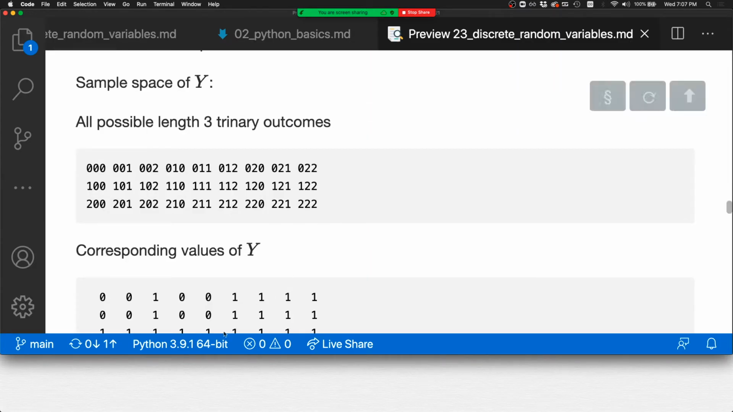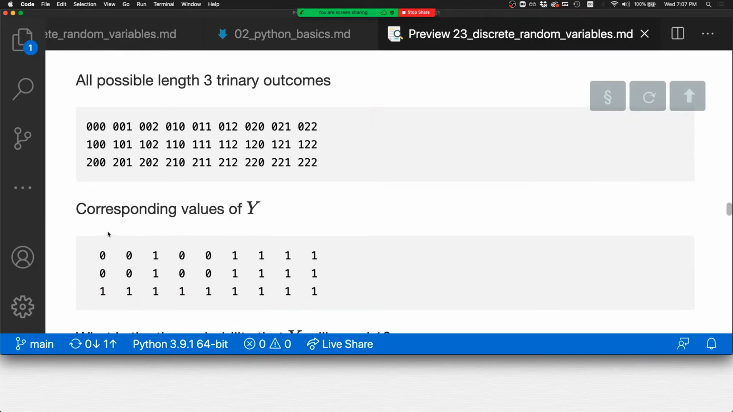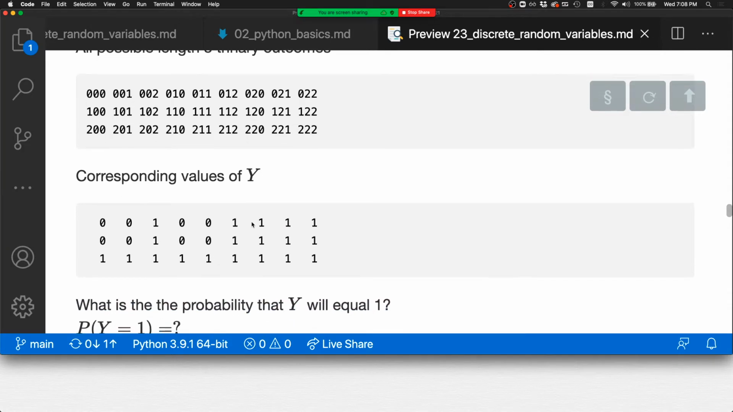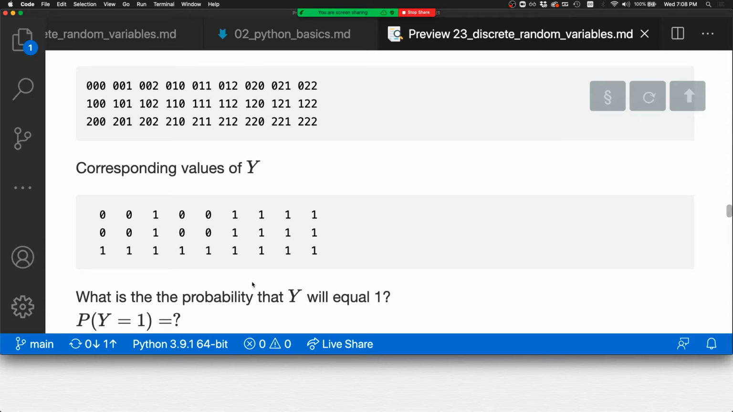Okay, so here are the potential values for y. If there is no 2 present, then this is 0. If there are 3 2s present, then this is 1. If there are 2 2s present, it's 1. If there is 1 2 present, this is 1. So notice we have some kind of binary outcome for y. And we can ask, what is the probability that y will equal 1?